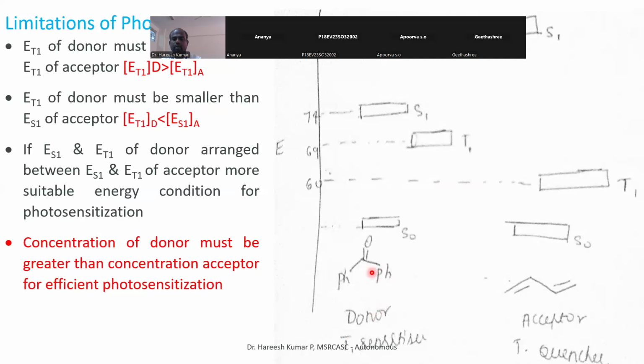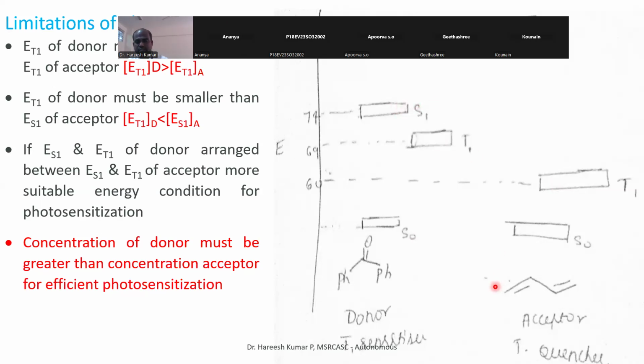Here is the diagram. In this diagram, a carbonyl compound called benzophenone is the donor, and butadiene is the acceptor, a triplet quencher. Another name for the acceptor is triplet quencher, and another name for the donor is triplet sensitizer. This is the ground state molecule of butadiene and the ground state molecule of benzophenone. This will be the triplet state of the butadiene, and this will be the triplet state of the benzophenone. You can also observe that the triplet state of benzophenone is higher in energy compared to the triplet state of the acceptor.